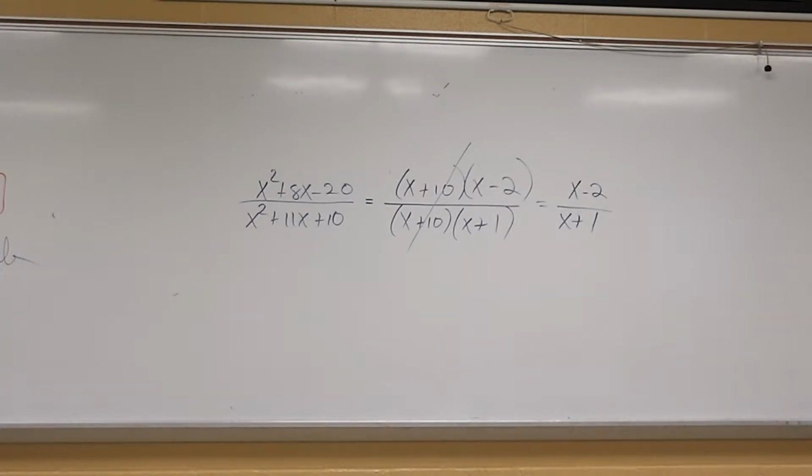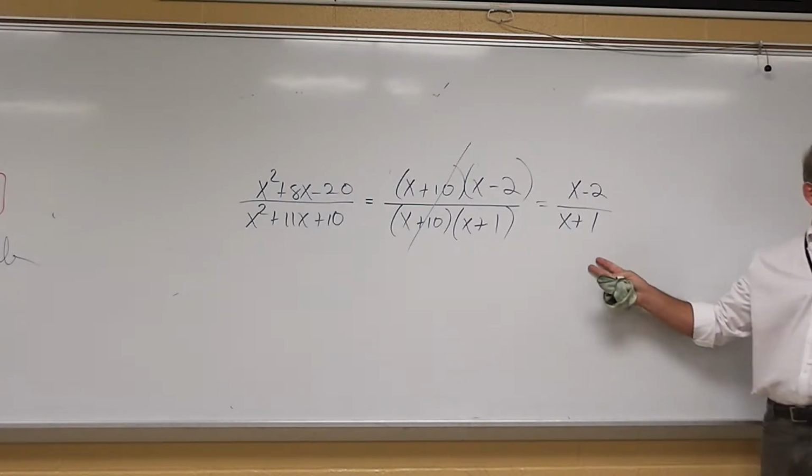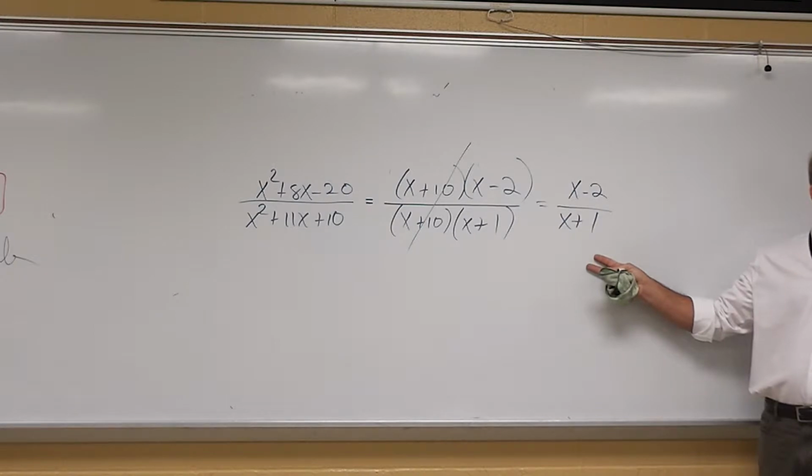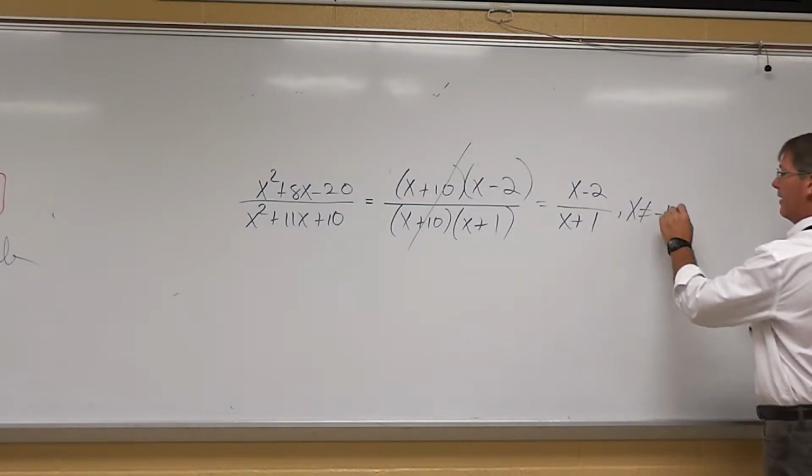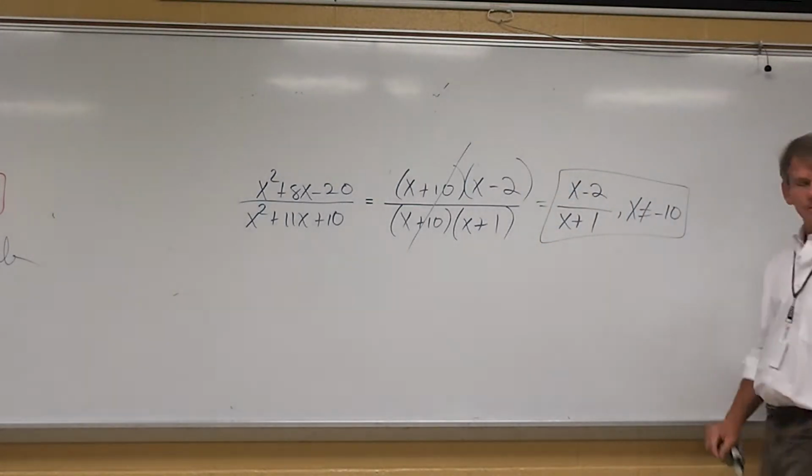Miss Sabrina, what factor got divided out? X plus 10. What value of x would have made that factor be 0? -10. So x can't be -10, can it? Is it still apparent here that x can't be -10? No, so I got to list it, don't I? And there is our answer.